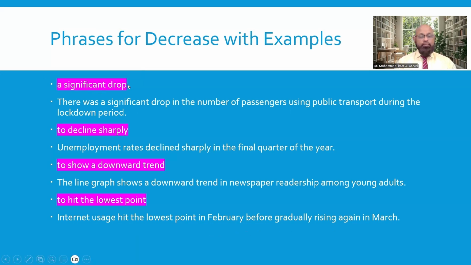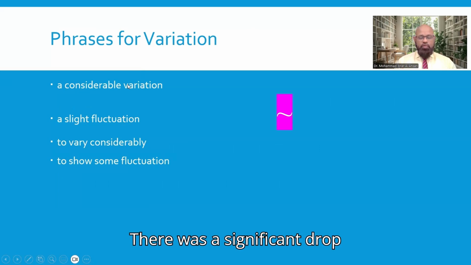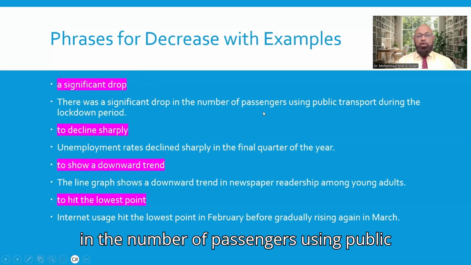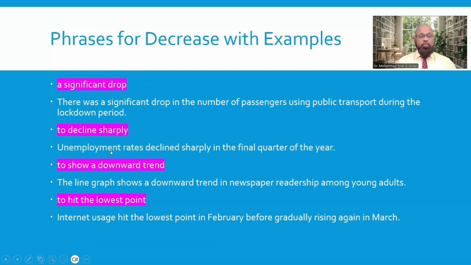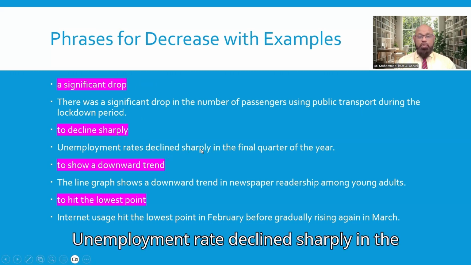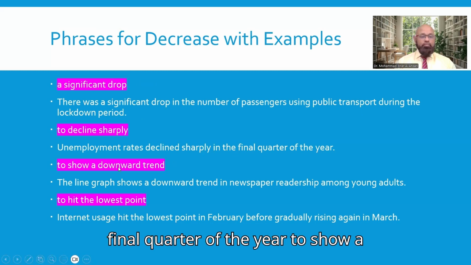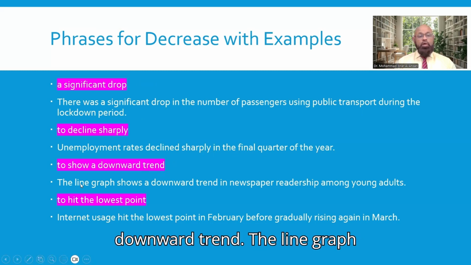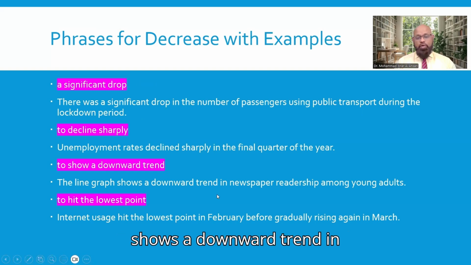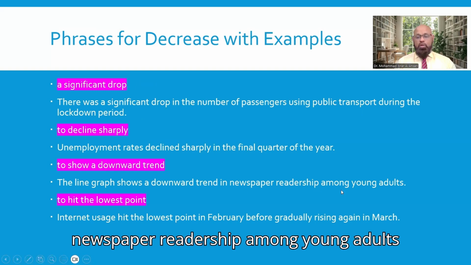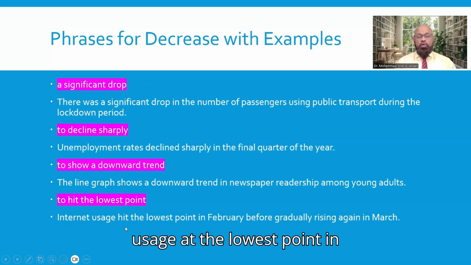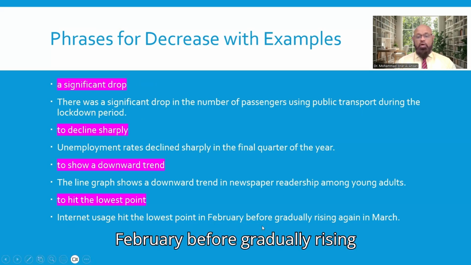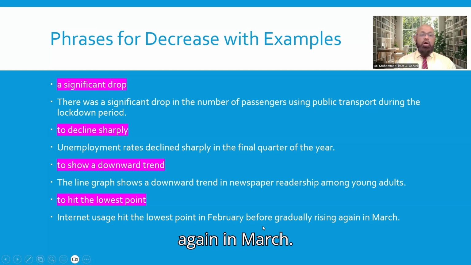A significant drop. There was a significant drop in the number of passengers using public transport during the lockdown period. Unemployment rate declined sharply in the final quarter of the year. To show a downward trend. The line graph shows a downward trend in newspaper readership among young adults. To hit the lowest point. Internet usage hit the lowest point in February before gradually rising again in March.